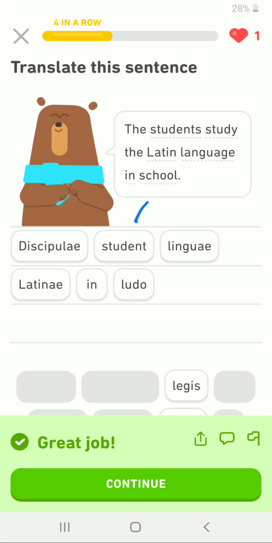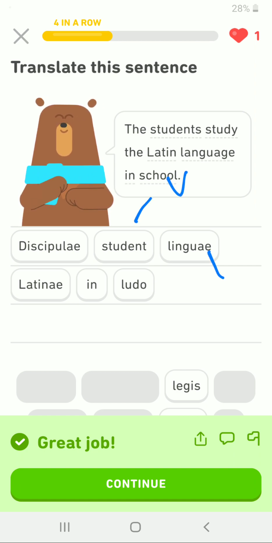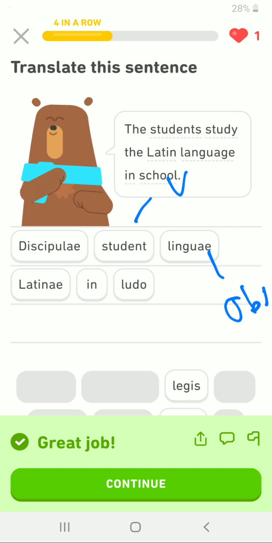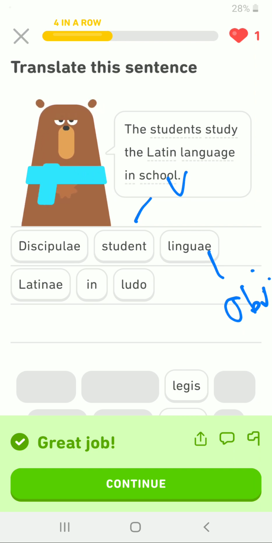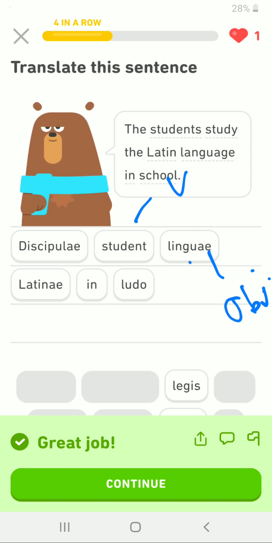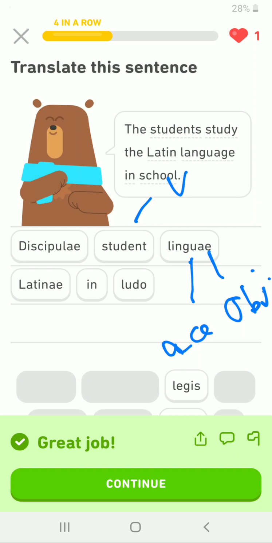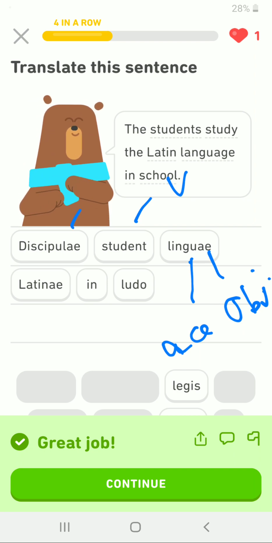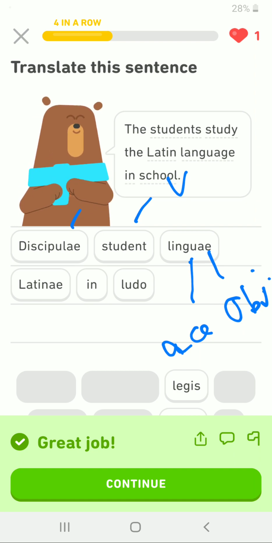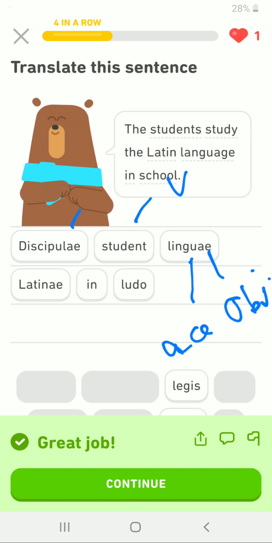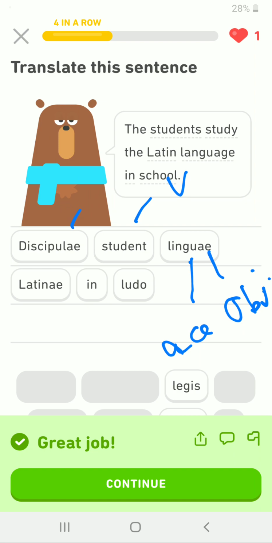Student, we know this is a verb. This is the object. So we know that it becomes like this when it's in the object form, accusative form. But discipuli, why is it discipuli and not discipulas? I was thinking that that is a plural, but okay.